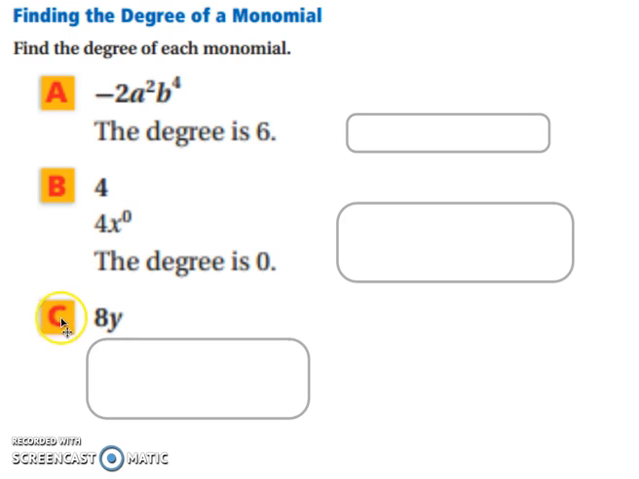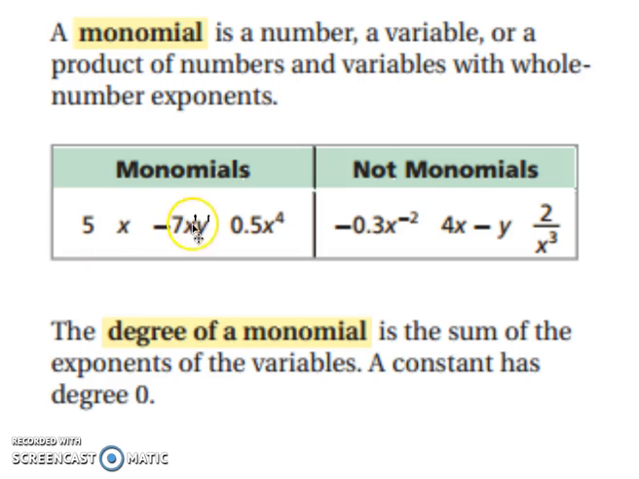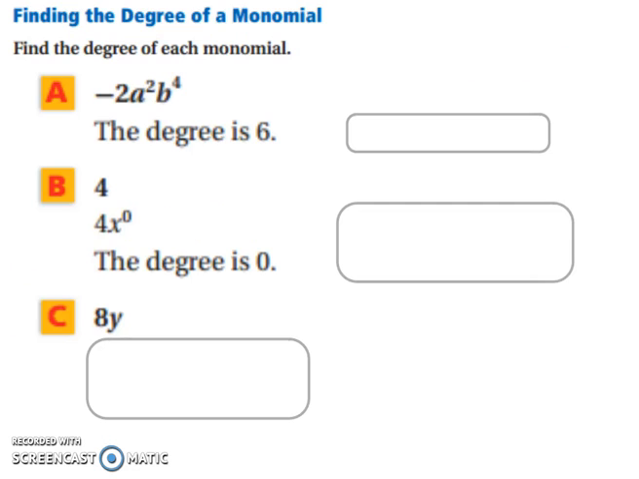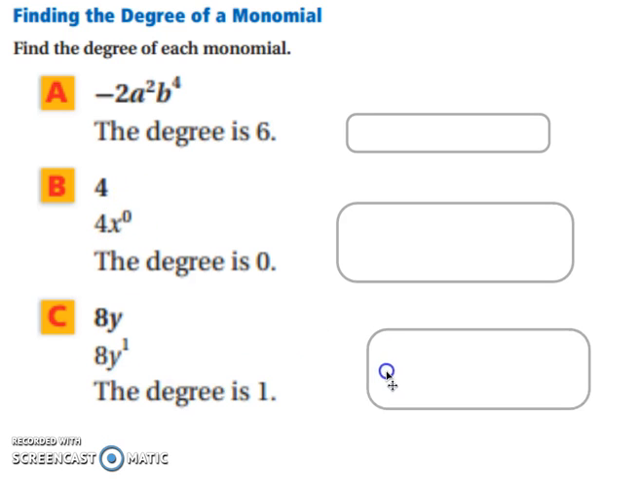So now let's look at C. We have 8y. We talked about it when we were looking at our monomials here. When there isn't anything written, it's assumed that it's x to the first. Because if it was x to the 0, it wouldn't even be there at all. So the degree is 1.